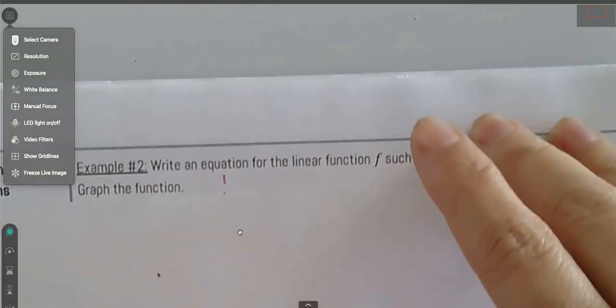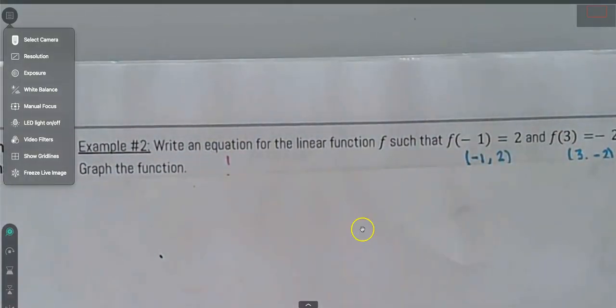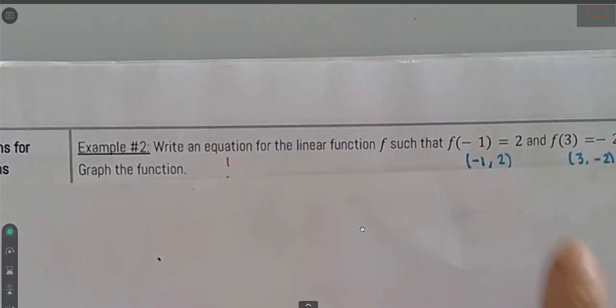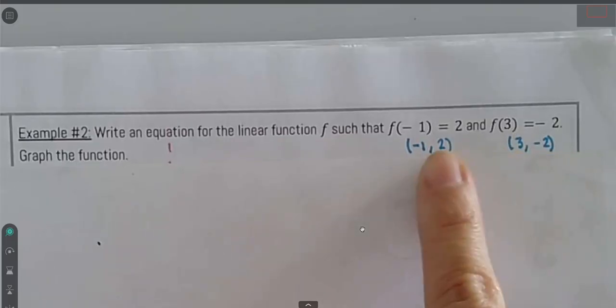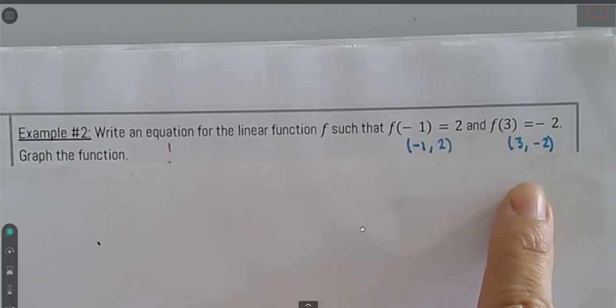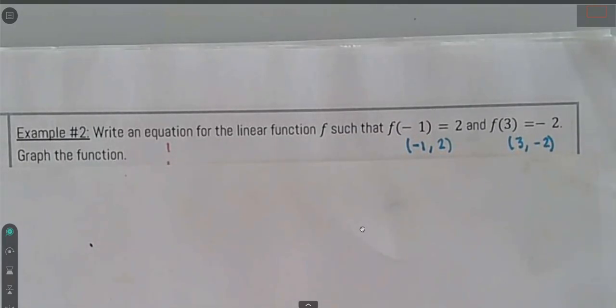Okay, so example number 2 says write an equation for the linear function such that f of -1 is 2, f of 3 is -2, which means that these 2 points make up the function. Do you guys all remember how to come up with the equation of a line between 2 points? From Algebra 1? Yeah, we're learning this next unit in Algebra 1.